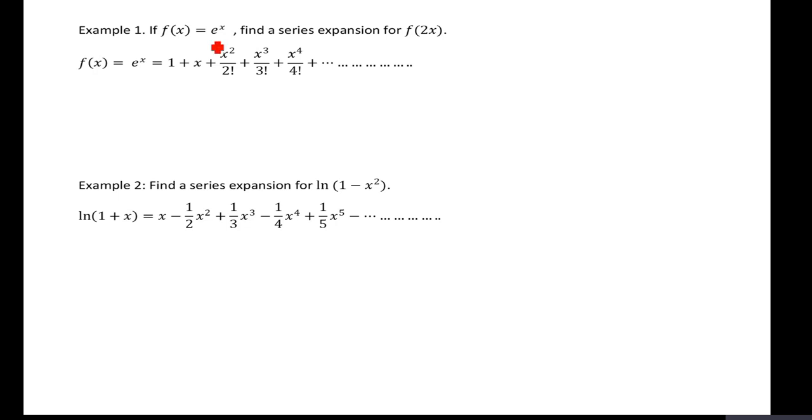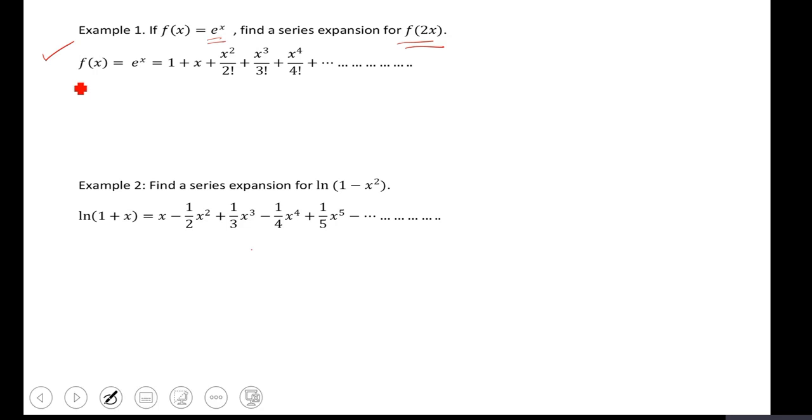But let's look at this question. It says if f of x is equal to e to the x, find the series expansion for f of 2x. Now, it's not stated here that I must use Maclaurin series. So how do I go about finding a series expansion for f of 2x? Well, they specifically state, start with f of x equal to e to the x, which I have over there.